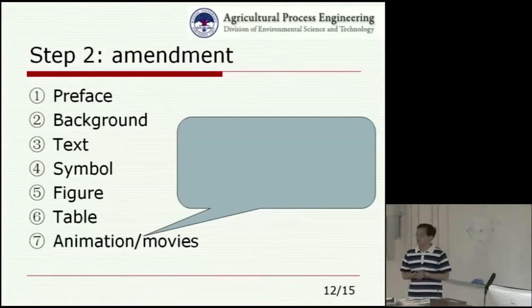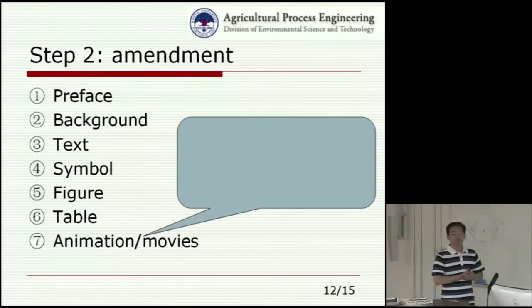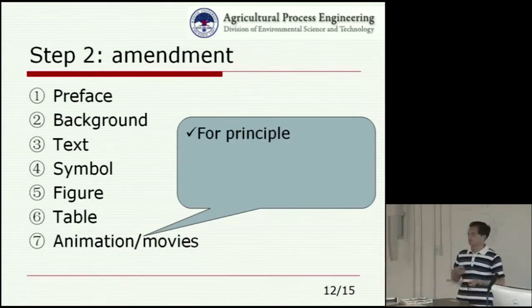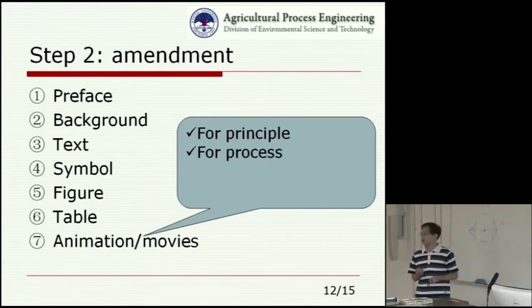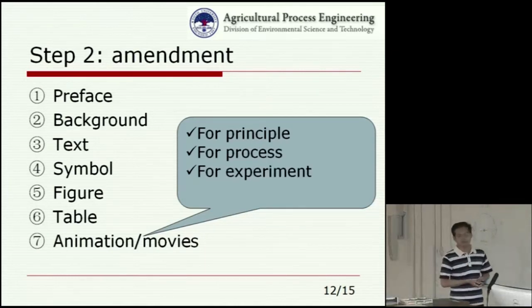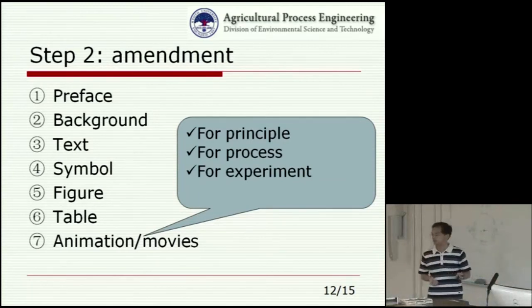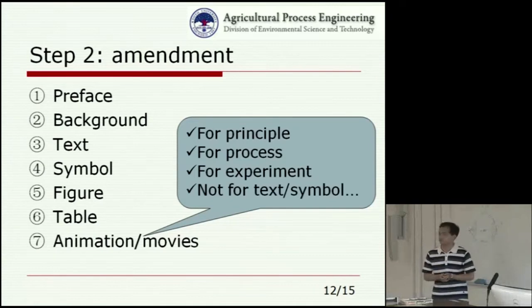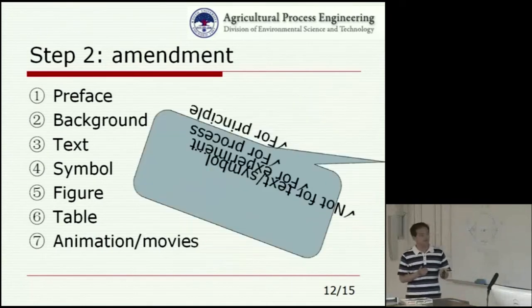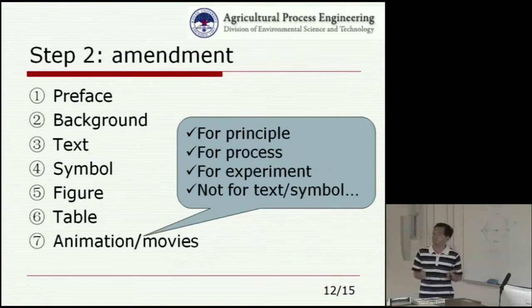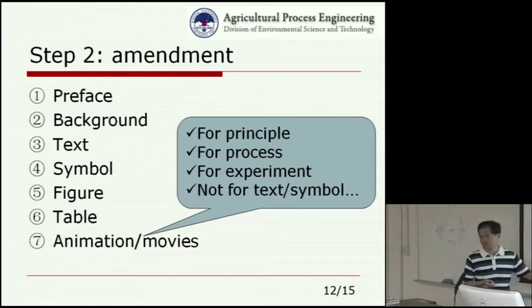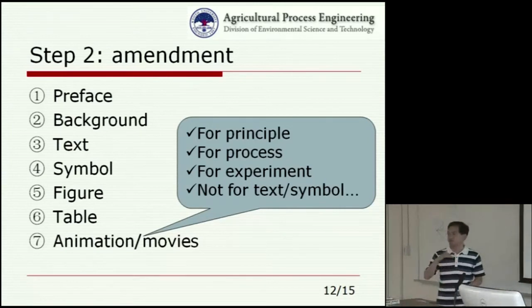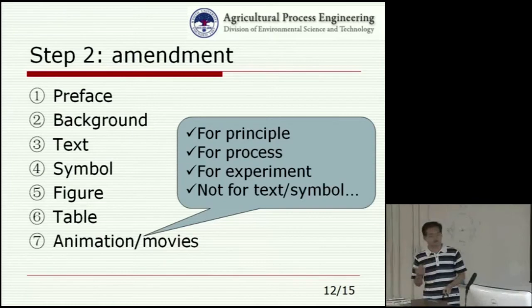Animation or movies. Sometimes we need animation to show some principle, for example, in mechanical movement, for process, or for experiment. But animation or movies are not good for text or symbols. This is not good. When it is needed, we use animation. When it is not needed, don't add too much animation in the scientific slides.